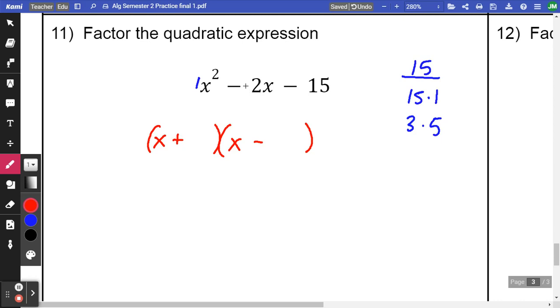Now, how do we construct a sum between the factors that will add up to a negative 2? Well, with the factors of 3 and 5, we can make the positive one equal to 3 and the negative one equal to 5. And if we add those two together, we get negative 2. So that's how we check for that middle term. That means that we have x plus 3 and x minus 5. That's our solution.